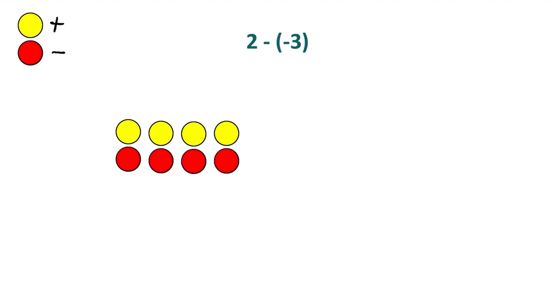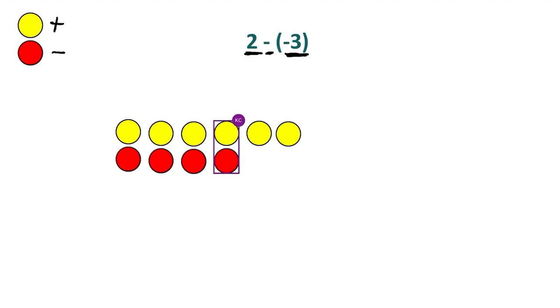All right, so there I have 4 zeros on the screen. And now I want to add two positive numbers to my zeros. So 1, 2. All right. Next up, I want to take away 3 of the negative numbers.